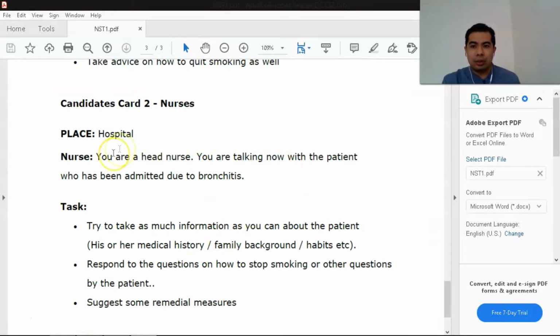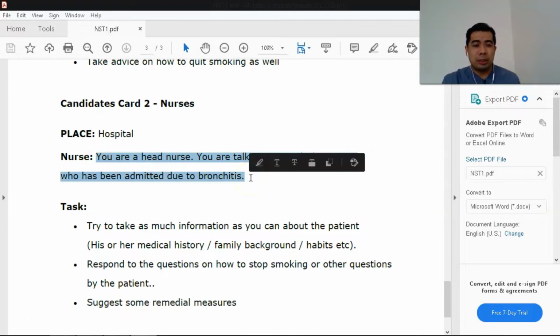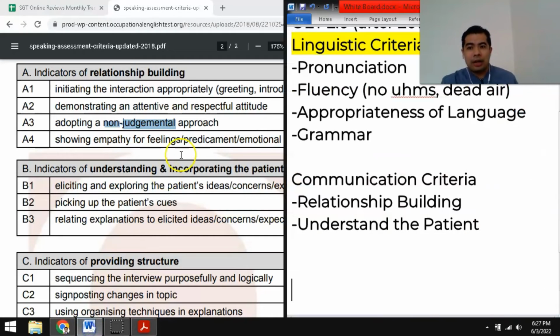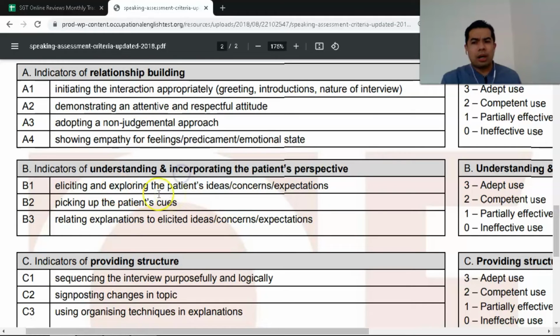Even if you're given the role play card that may give you some information about the patient, it's your job to ask questions such as, how are you doing today? How do you feel? What problems have you been experiencing lately? Is there anything I can do to help? How would you like me to help you? So I believe asking questions is such an important part of understanding the patient. The more you ask, the better your score will be here.